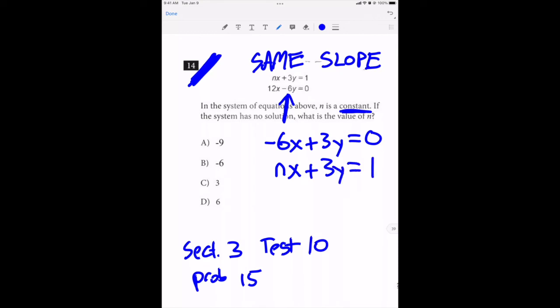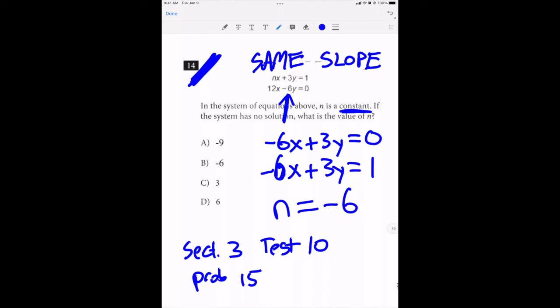And now hopefully we can see all we need to do is just make n equal to -6. If we do that, I'm left with -6x plus 3y is equal to 0, and -6x plus 3y is equal to 1, and there are no solutions to that. If you were to graph this and this, they would definitely run parallel to one another, never ever intersecting. So we've got it, n is equal to -6.